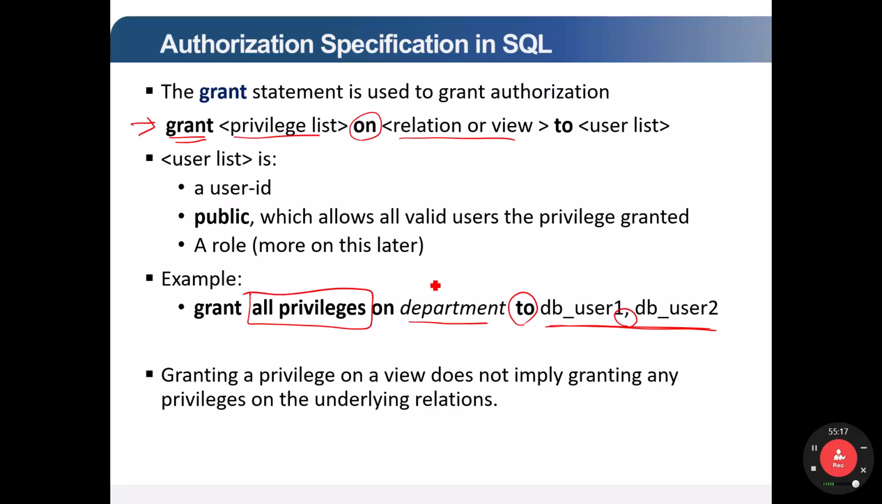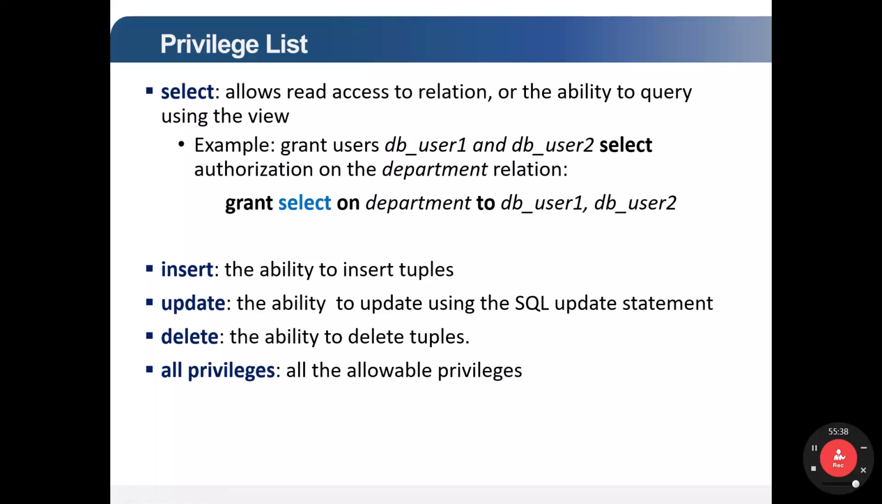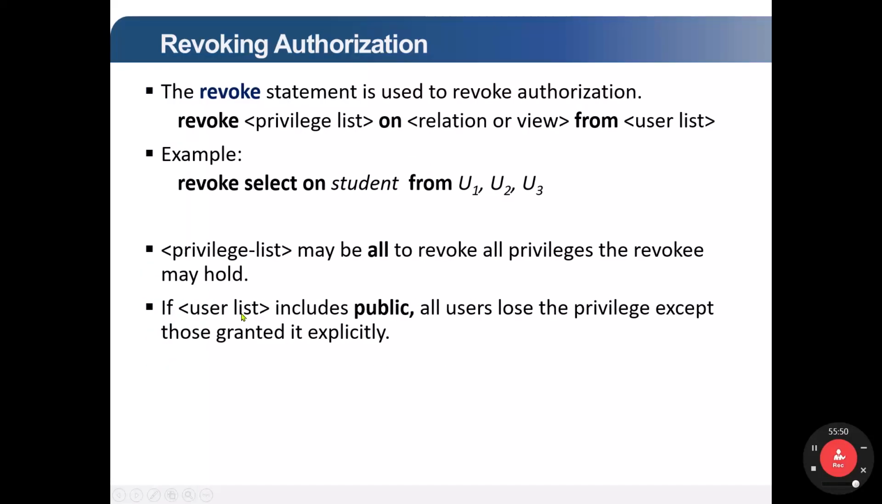Suppose you want to allow everyone to access this department table. Then instead of specifying particular users, you can simply put public after the to keyword. This is going to give access permission to everybody. And instead of all privileges, you can give only select permission, insert permission, update permission, and so on.